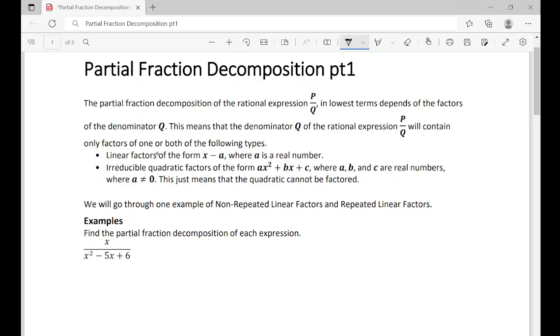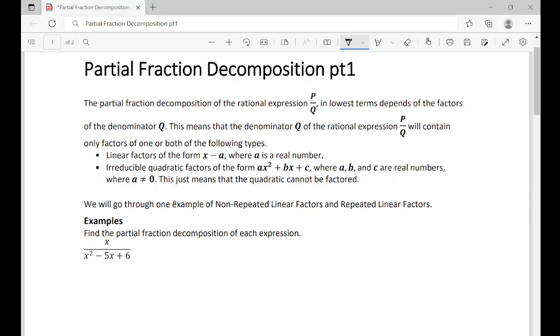It could be linear factors of the form x minus a, where a is a real number, or it could be irreducible quadratic factors of the form ax squared plus bx plus c, where a, b, and c are real numbers, and a is not zero as well. And what I mean by irreducible just means a quadratic that cannot be factored down.